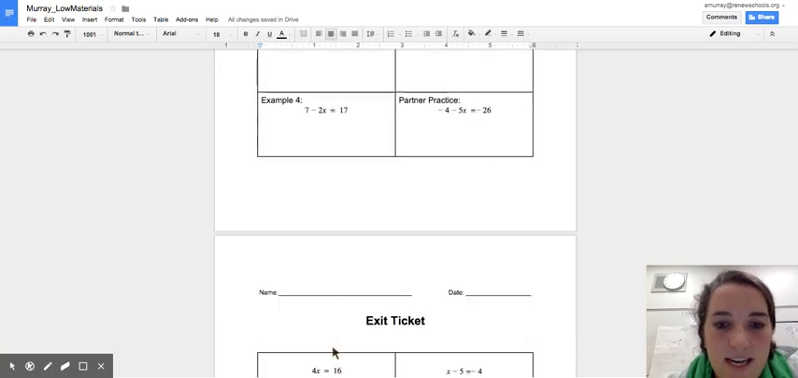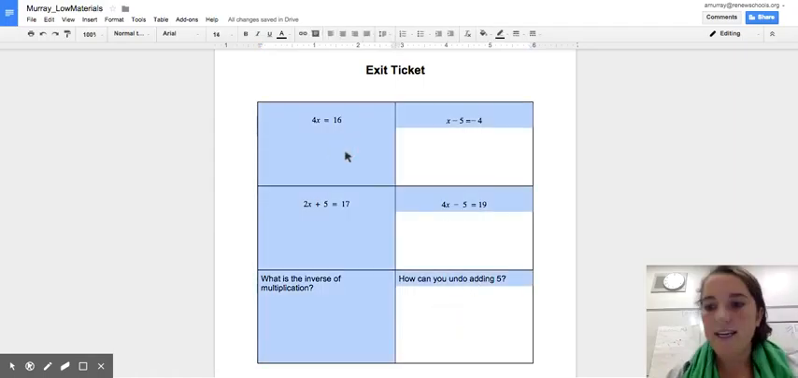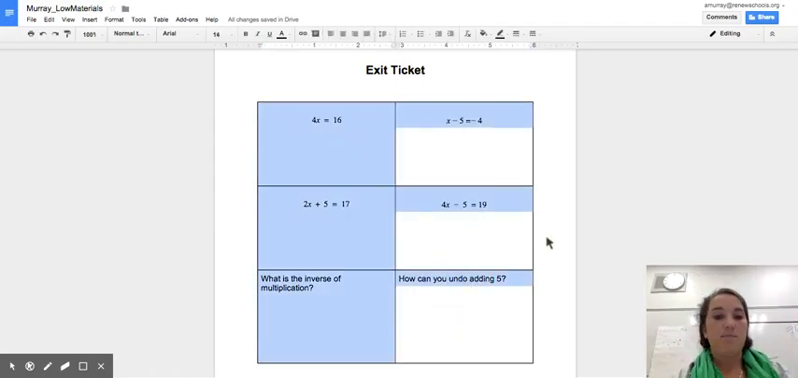Then if we have time to get together at the end of the day, we'll do this guided practice. Try this exit ticket independently. I think you guys at this point could be able to do some of it on your own. Good luck.